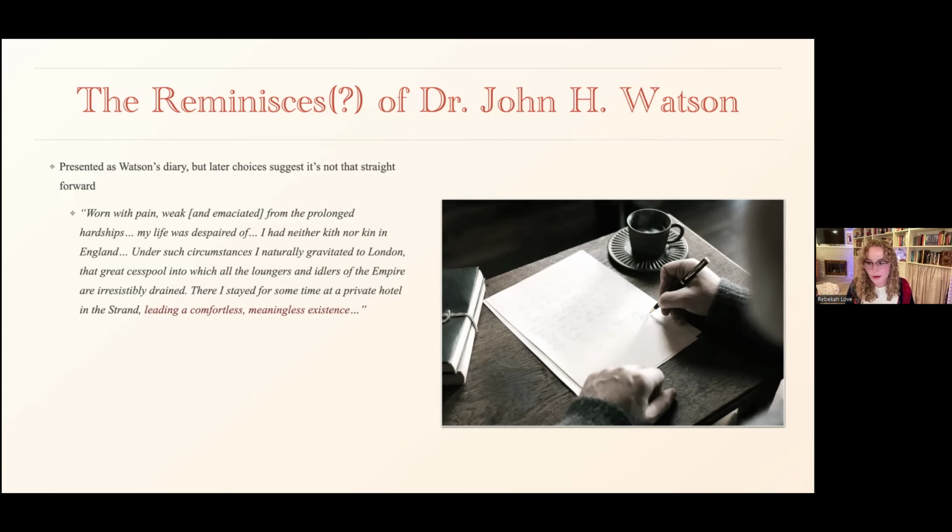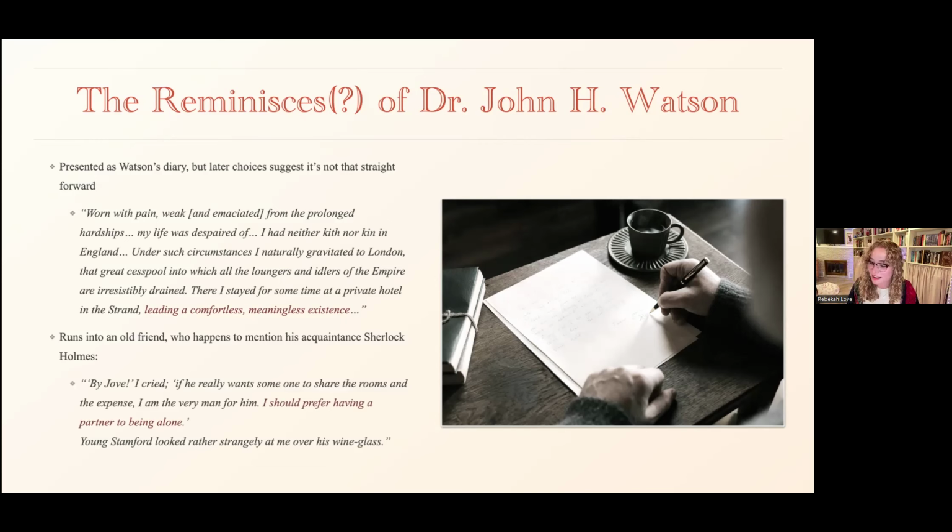The introduction paints Watson as quite a lonely figure. While serving as a doctor in the British Army, he is shot in the left shoulder nearest to his heart, and eventually becomes so ill that he is shipped back to London, where he wanders aimless and friendless until he resolves that he needs to either leave London or else change his living situation. That same day, he happens to run into an old friend named Stamford, who mentions that he has another acquaintance looking for a roommate. Watson immediately seizes upon the idea of moving in with him, telling Stamford, "If he really wants someone to share in the rooms and the expense, I'm the very man for him. I should prefer having a partner to being alone," so ardently that Stamford gives him a strange look in response, but he agrees to introduce them all the same.